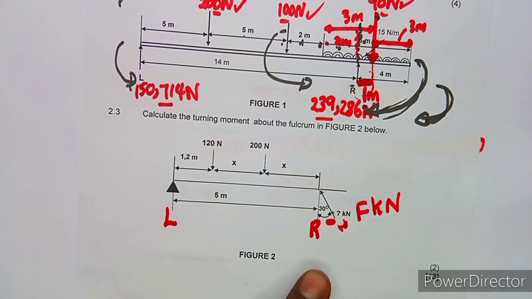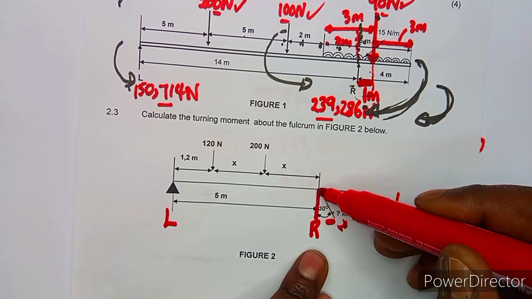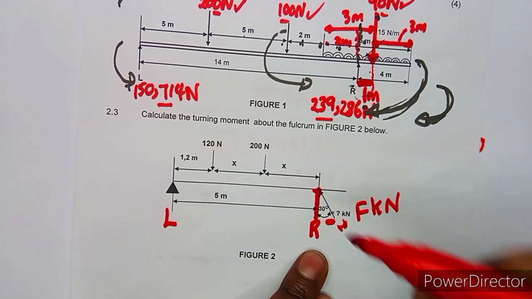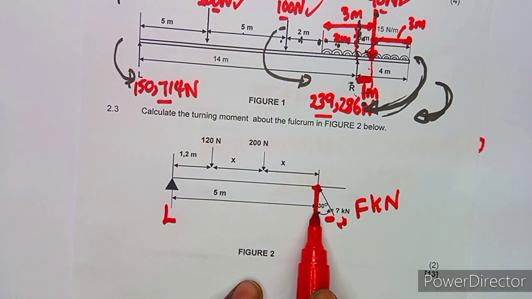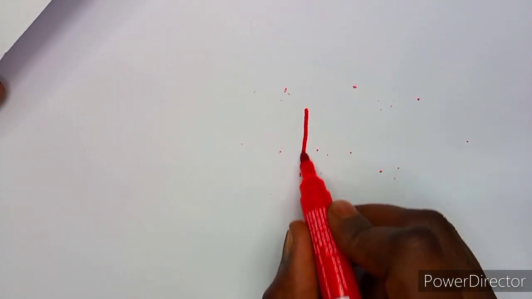All right, so when you are talking about the support, you are talking about this distance here. So how are we going to determine this distance? Because this one we are given like this. Let me redraw so that you can understand what I'm saying. We are given something like this.